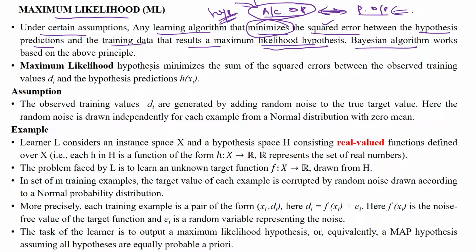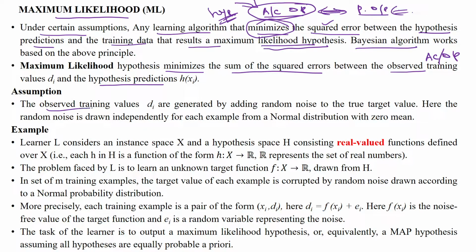The maximum likelihood hypothesis minimizes the sum of the squared errors between observed training values. That means the actual output of the given training sample and the predicted output of the training sample.